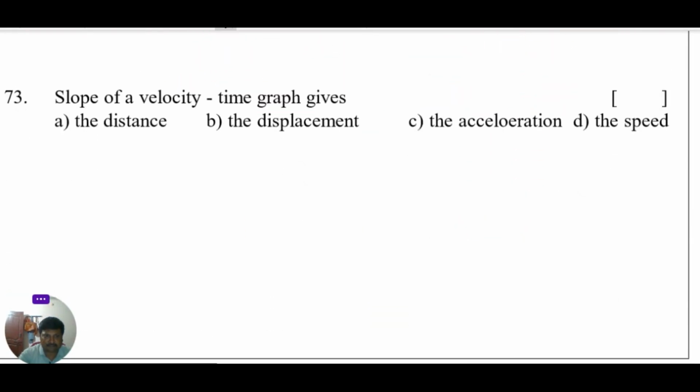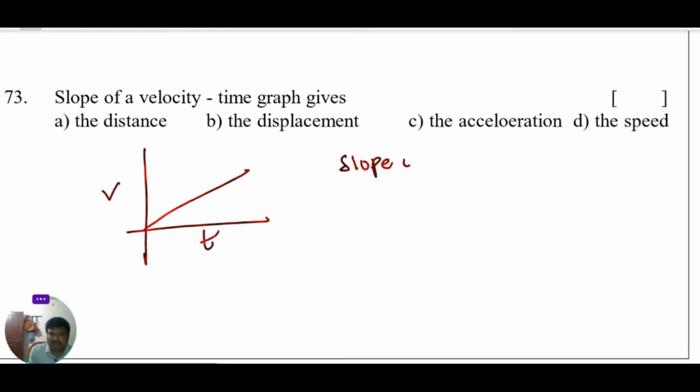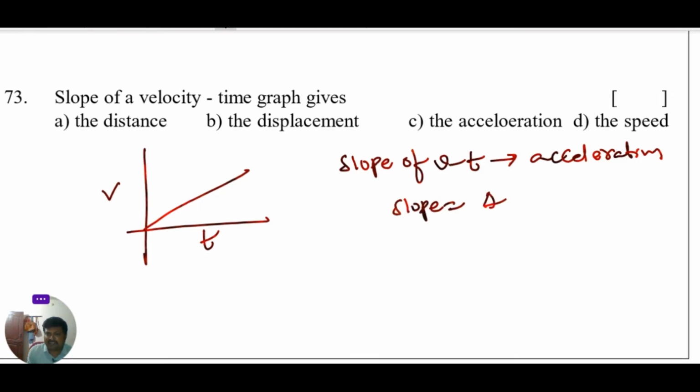Next, 73rd question. Slope of the velocity time graph gives? Already we know very well, slope of the velocity time graph gives acceleration. Already we know slope is the rate of change of y with respect to x. Here on the y axis is velocity and on the x axis is time. So slope is nothing but the rate of change of velocity with respect to time, which is acceleration. So 73, option C is the right answer.